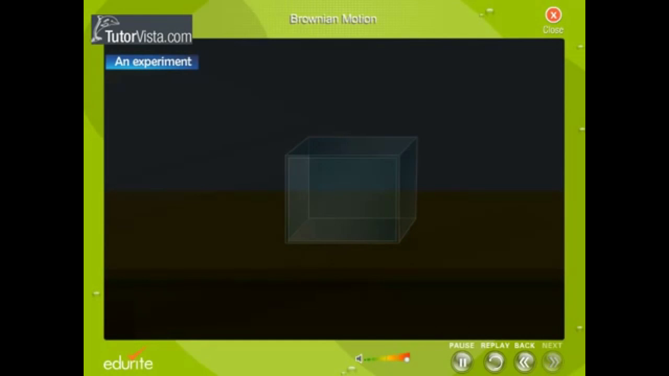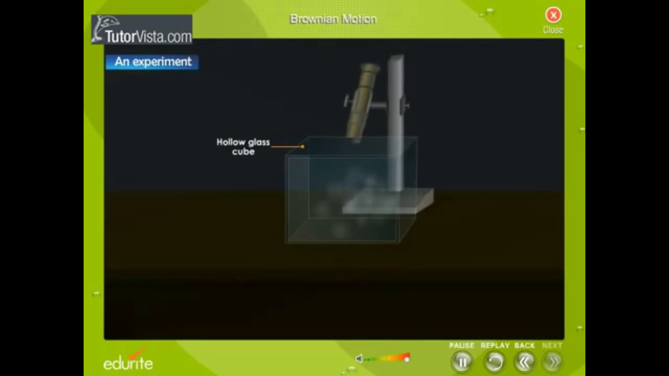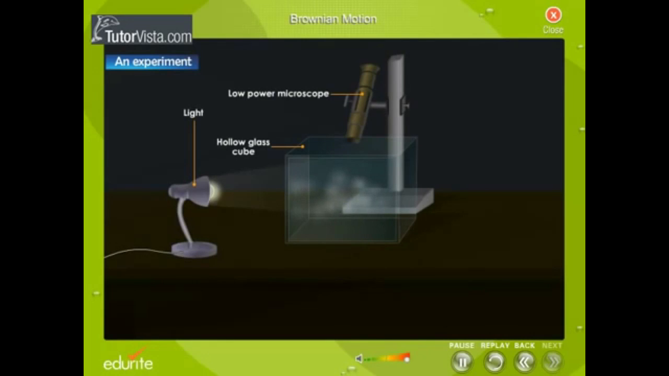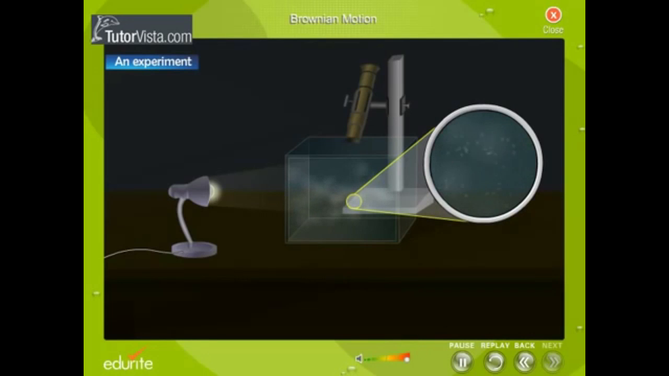Let us now understand Brownian motion with the help of an experiment. Fill a hollow glass cube with smoke particles. Place it under a low-power microscope. Simultaneously, illuminate the cube with a light source. We observe that the smoke particles appear as bright particles moving in all possible directions, in contrast to the black background. This is an experimental evidence of molecular motion or Brownian motion.